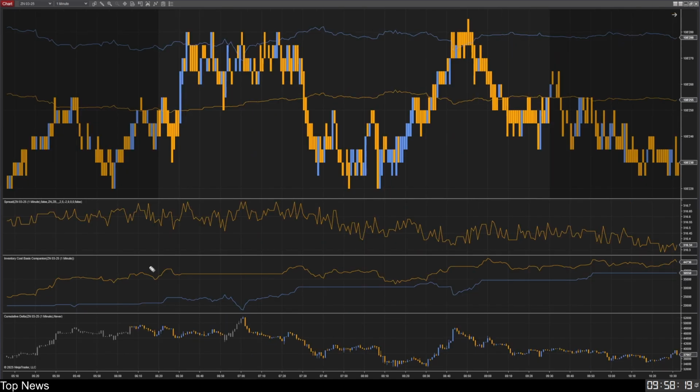So here is a great example. On this chart, the next day was a Federal Reserve meeting. So nobody was really looking to make moves in the Treasury market. And you can kind of see that they just hug that cost basis line and trade back and forth between them.